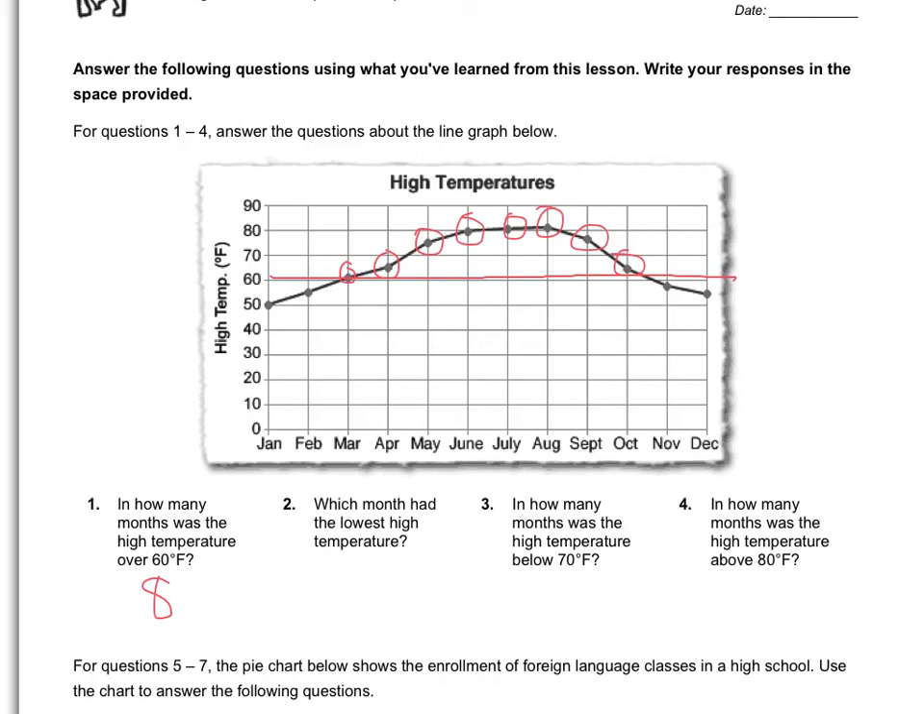And number 3 says, in how many months was the high temperature below 70? So this time we're looking at when the high was underneath 70. So we're going to draw a line at 70, and we're looking for all the months underneath that. Well, that would be January, February, March, and April. And then October, November, and December. So there were 7 months that it was below 70.